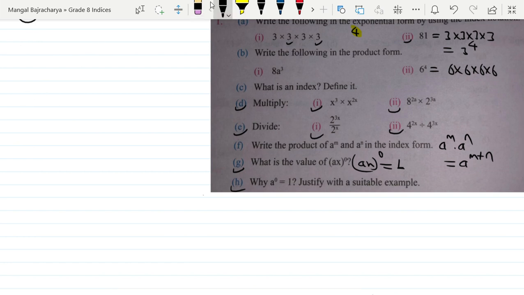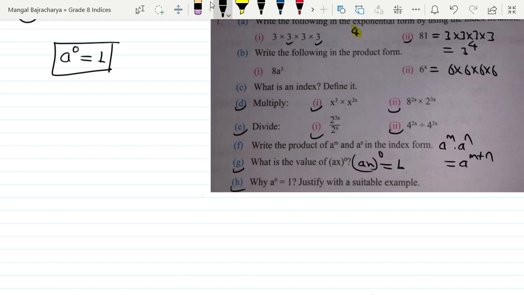Okay, so number H, we have to prove a power 0 equal to 1, is it? And with a suitable example, we have to justify that. Right, so I would like to go in reverse order. Right, so 1 will be a power 0. How will it be possible?